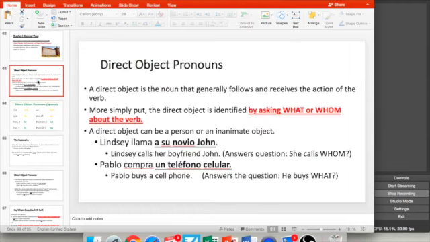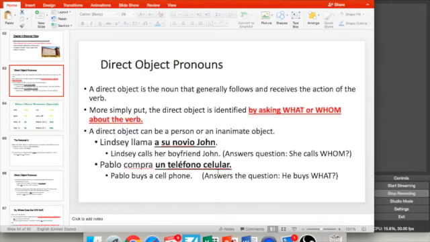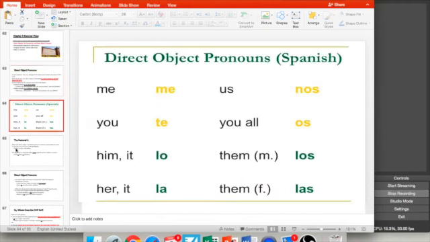So if we go back up to our last example, Lindsay calls her boyfriend John. Her boyfriend John would be him, in this case, so we would be using our lo. Pablo buys a cell phone. Un teléfono is masculine, so again, it would be lo.